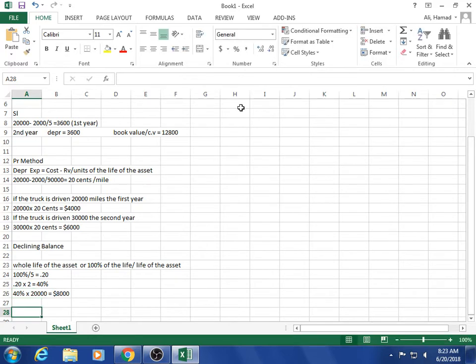All right. Now here, be careful, we don't say cost minus residual value. Forget about the residual value. You go straightforward: double the percentage times the cost of the asset. So what is the book value at the end of year 1? The book value is equal to 20,000 minus 8,000, and that gives us 12,000.